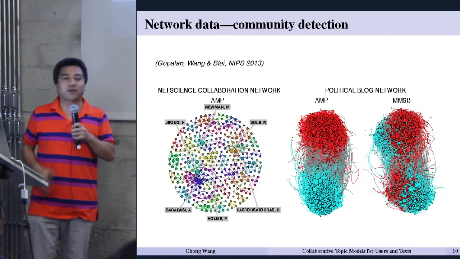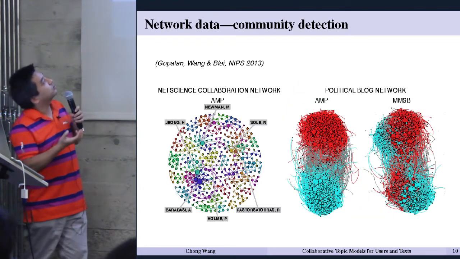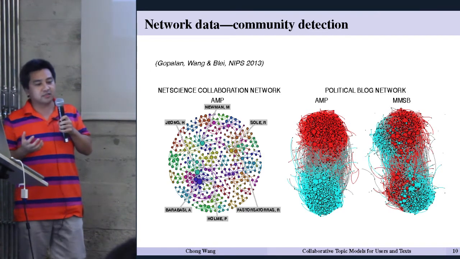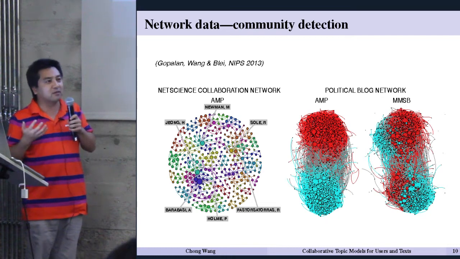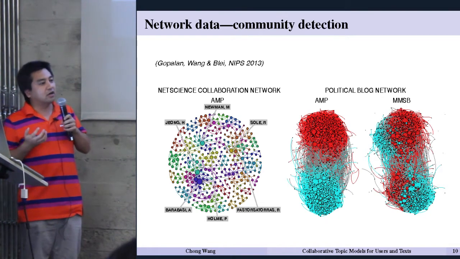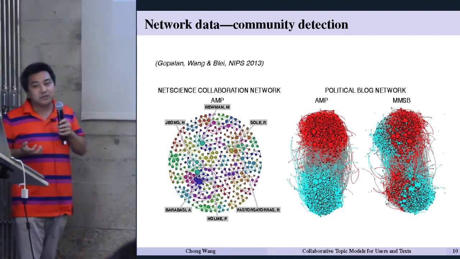The final example I'll show you is this: suppose you have some kind of network data, you can use a model like a topic model. It's not exactly a topic model, but the idea behind it is very similar, to discover overlapping communities.